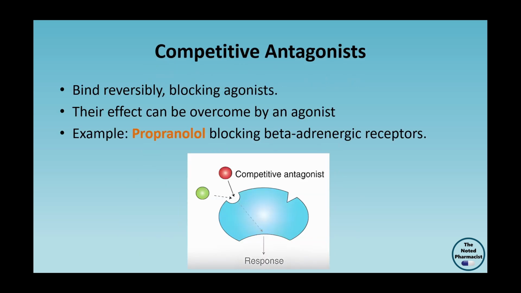A competitive antagonist binds reversibly to the same receptor site as an agonist, blocking the agonist's action without activating the receptor itself. This inhibition can be overcome by increasing agonist concentration. For example, propranolol is a competitive antagonist of beta-adrenergic receptors, blocking effects like increased heart rate by competing with endogenous catecholamines.